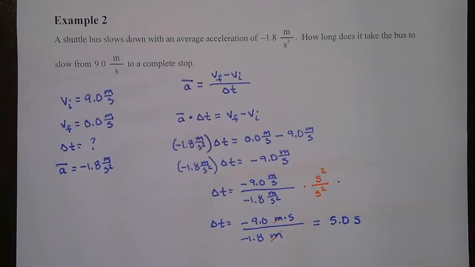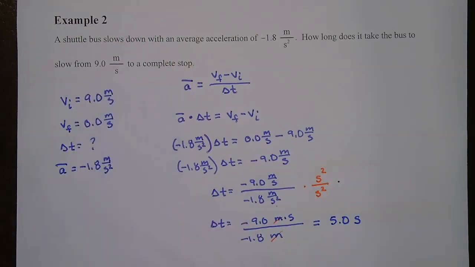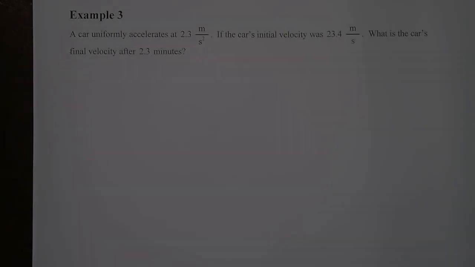All right. So that's how long it took to go from 9 meters per second to a complete stop. This is actually what happens when an accident happens. It's a whole bunch more math than that, but they actually measure the skid marks. What they're doing is trying to figure out how long it took the person to stop. And then based on that, they can tell how fast you were driving and see if you were speeding or not. Okay. All right. Last example.